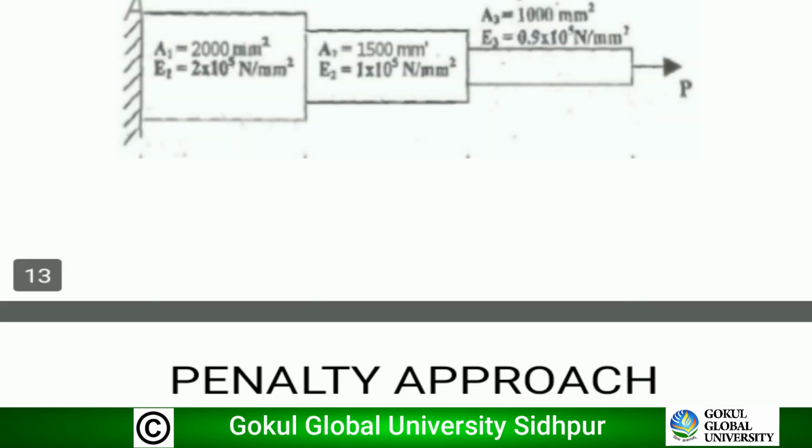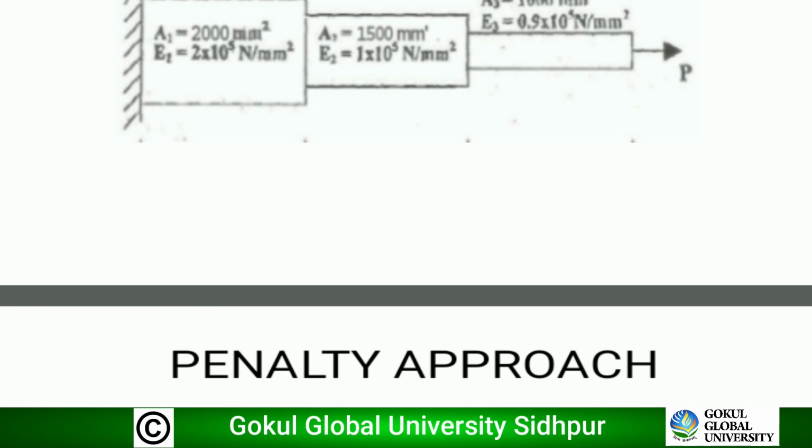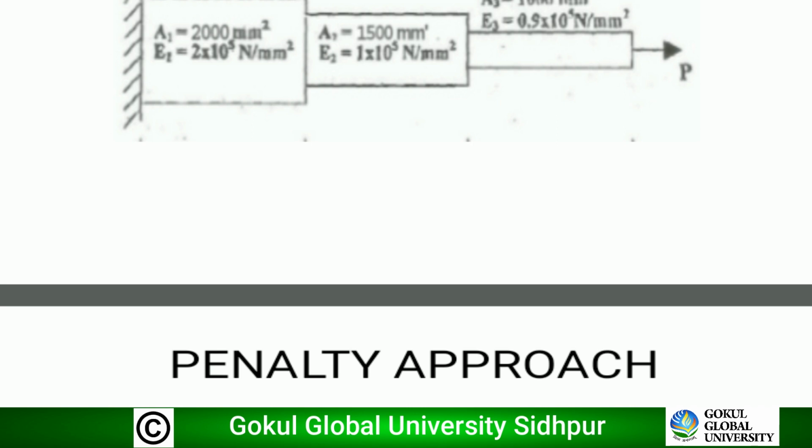element. Now we will move forward to our penalty approach. The penalty approach is an easy method. So you can start here with this simple bar application, where both ends are fixed, that is node numbers 1 and 3 are fixed, and L1 and L2 are given. Then there are two elements, 1 and 2. Node number 1 is fixed and node number 3 is also fixed, right?